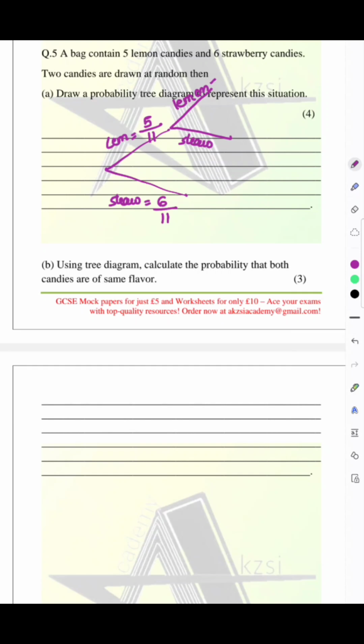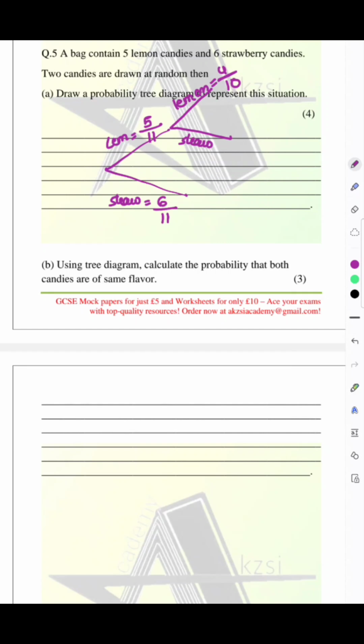Because he has already picked 1 lemon candy, there are 4 lemon candies left. Simple. He has already picked in his first chance 1 lemon candy. So how many lemon candies is he having now? 4 lemon candies. So he can pick 4 lemon candies out of 10. Now the question, why 10? Because he has already picked 1 lemon candy. So the total number of candies are what? 4 lemon, 6 strawberry, that is 10.